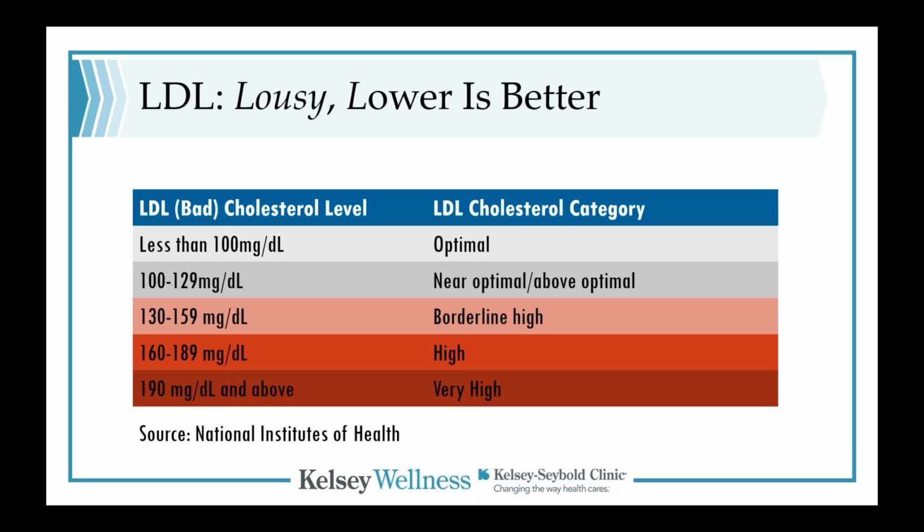And as you can see at the chart here, anything less than 100 is considered optimal. If you are considered to be a type 2 diabetic, however, we want that LDL to be actually under 70 to minimize any of the risk factors. But as you can see here, the higher you go, the increase over 190 is considered very high, 160 to 189 is considered high, and then 130 to 159 is borderline high.